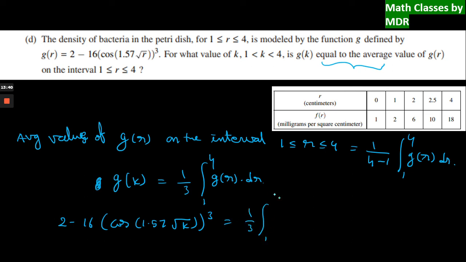And on solving, you will get the value of k, where g of k is equal to the average value of g of r on the interval 1 to 4. And here you will get the k value as 2.497. Okay, this is the answer for D.